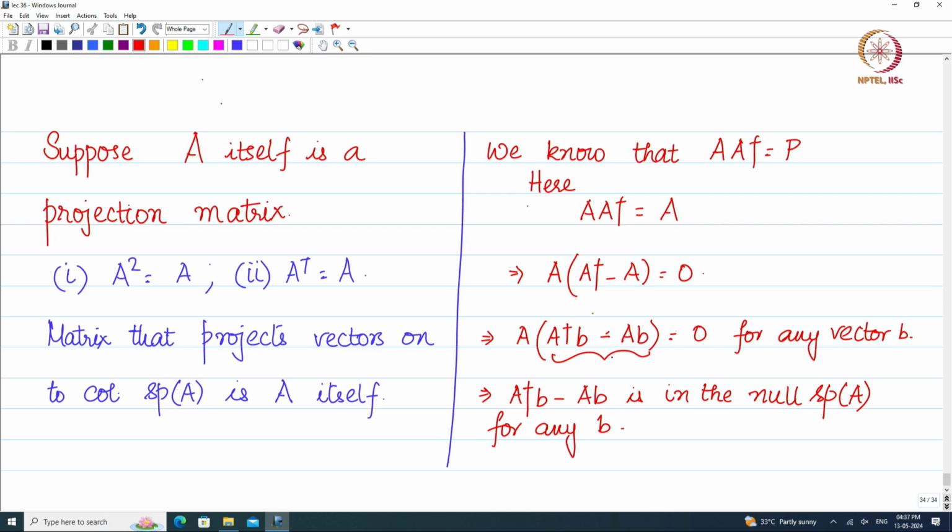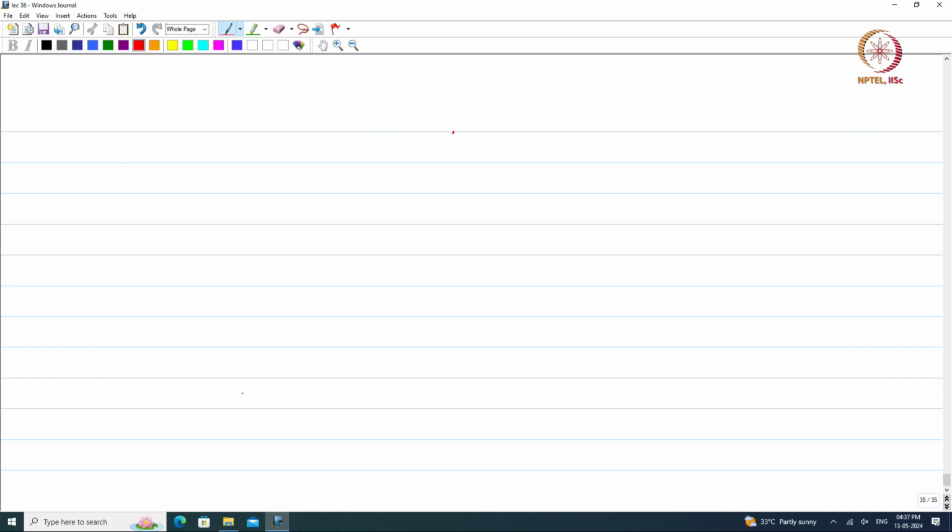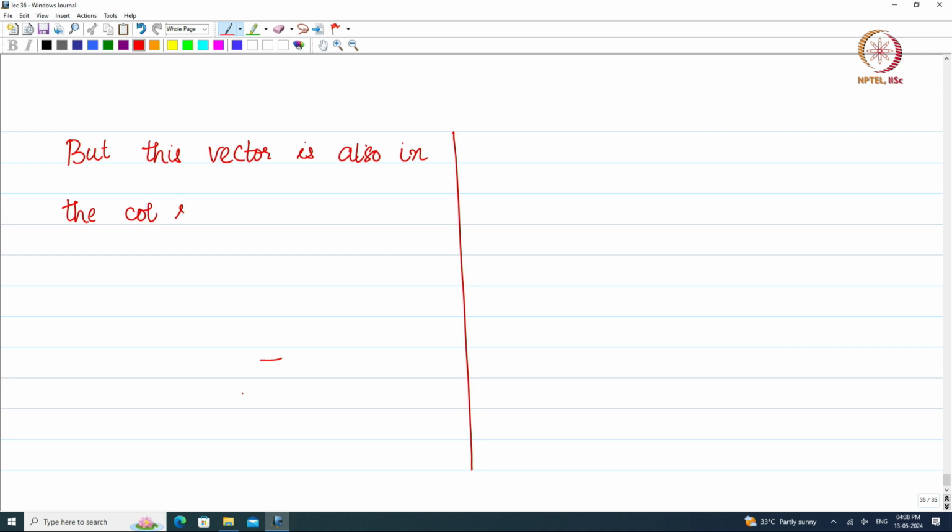But this vector is also in the column space of A, because A transpose is A. So, we are going to say that this vector is also in the column space of A transpose, because A dagger B and AB, since A and A transpose are the same, AB is equal to A transpose B, are all in the column space of A transpose.